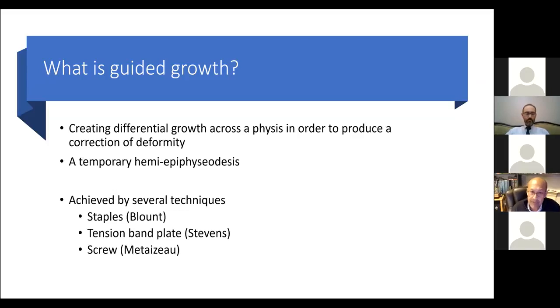Most methods that we use today are temporary methods, although there are permanent methods as well. For the temporary methods, there are really three main groups. There are staples that you can use, there are tension band plates, and there are screws. I'm going to cover each one a little bit just to give some perspective to this method of treatment.